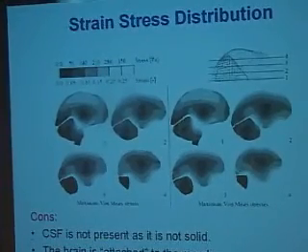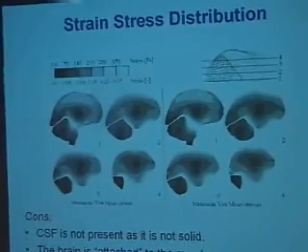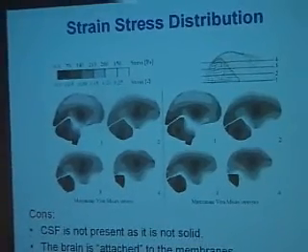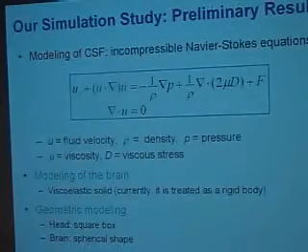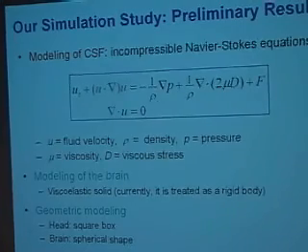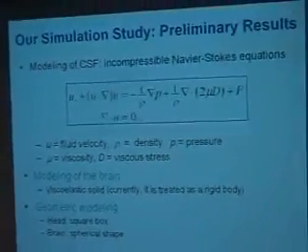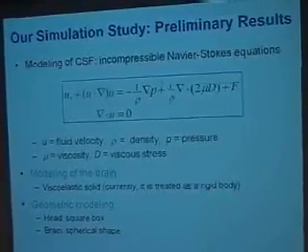But in the CSF theory, we see that it could be a critical factor that determines what happens inside the brain, inside the head. The mechanics could be very different if you take that into account. So in our simulation, that's what we want to do. We want to treat both the solid boundary and also the elastic brain inside.